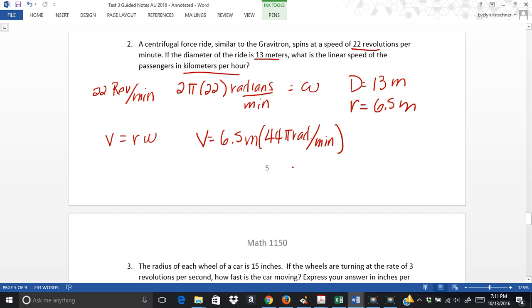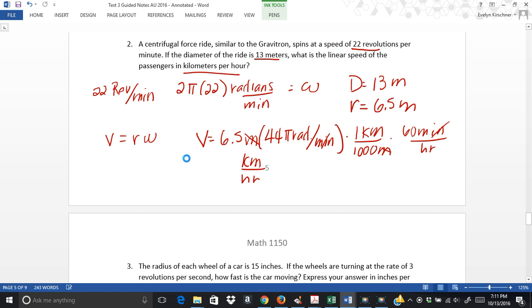Okay. So now I need to convert that to kilometers per hour. I have meters, and 1 kilometer is 1,000 meters, and that will get rid of my meters. And 60 minutes is 1 hour, and that will get rid of my minutes, so I'd have something that's kilometers per hour. If I multiply all that out, including the pi, I end up getting 53.9 kilometers per hour for my linear speed.